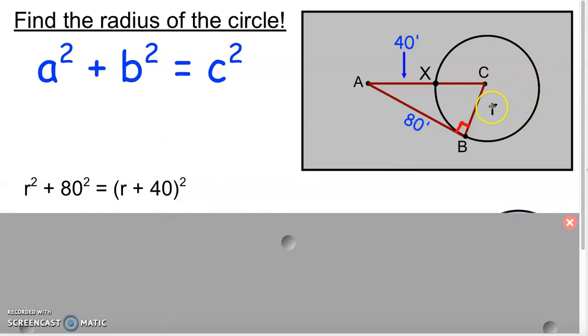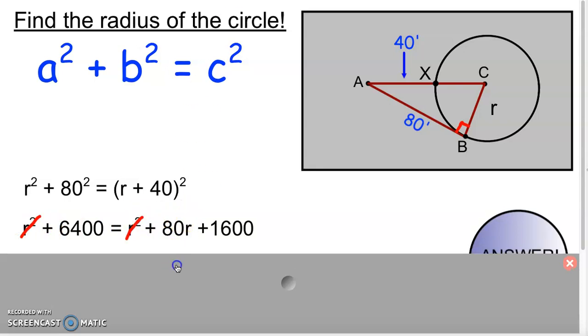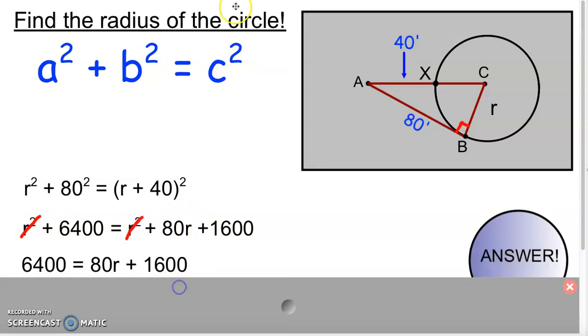So I'm going to have r squared plus 80 squared equals (r plus 40) squared, which we just did on the previous slide. So r squared is r squared, 80 squared is 6400, and then this multiplied out, r plus 40 squared, is r squared plus 80r plus 1600. Now when we go to solve this, we subtract r squareds from both sides, and those are going to just cancel. Leave us with 6400 equals 80r plus 1600.